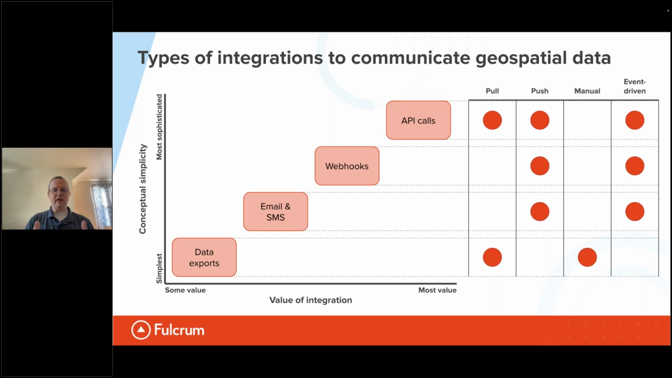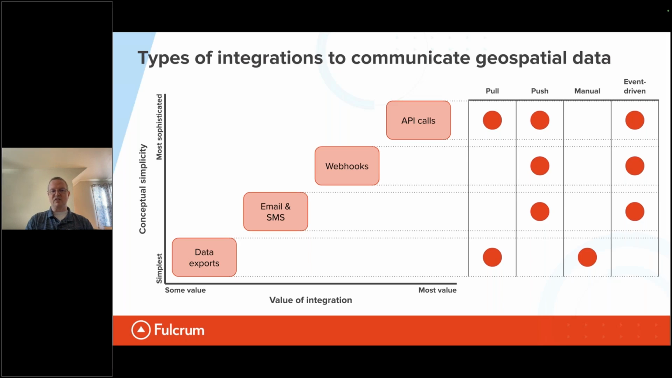When I want to push information out from Fulcrum to a person, frequently that's going to be done using email and SMS. So that's a push where something happens in Fulcrum. Maybe there's a hazard that's seen. An observation is actually a hazard and not just a geometry. I see a hazard and I want someone to know about that hazard immediately.